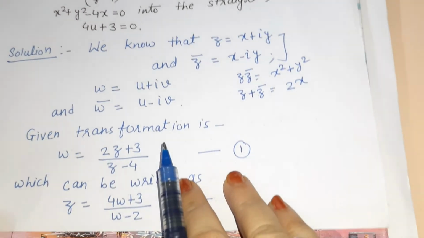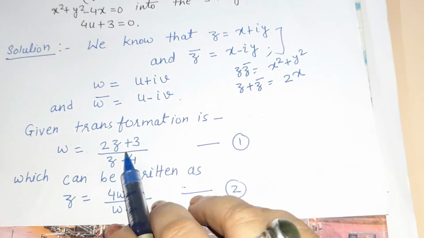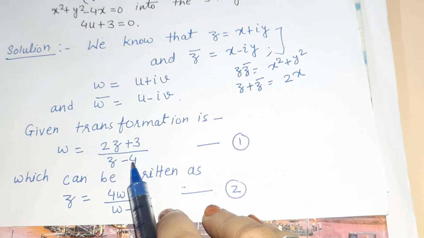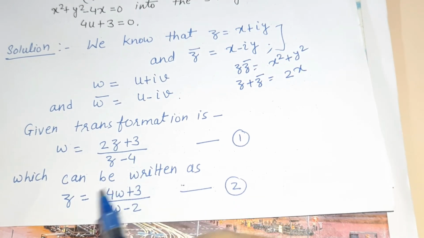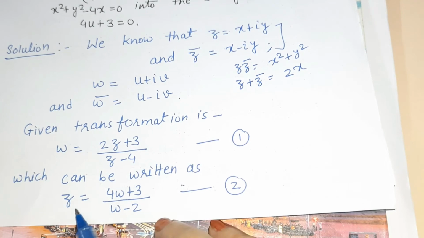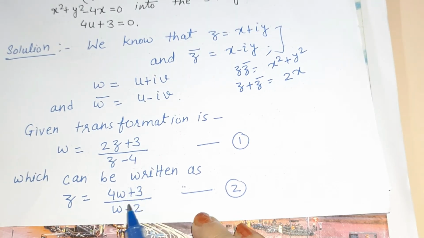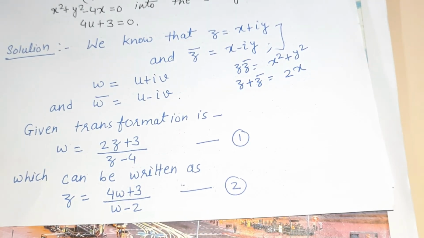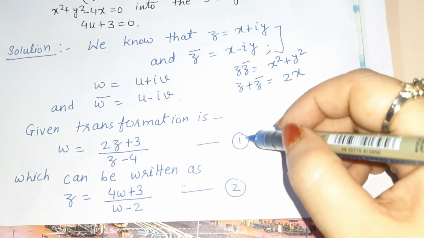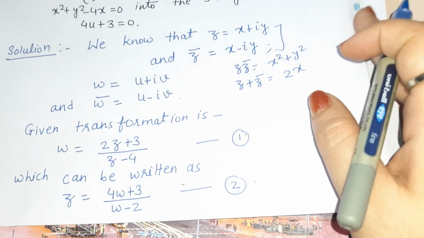Now the given transformation is w is equal to (2z + 3) divided by (z - 4). So this equation can be written as z is equal to (4w + 3) divided by (w - 2). It is our equation number 1, and this is equation number 2.